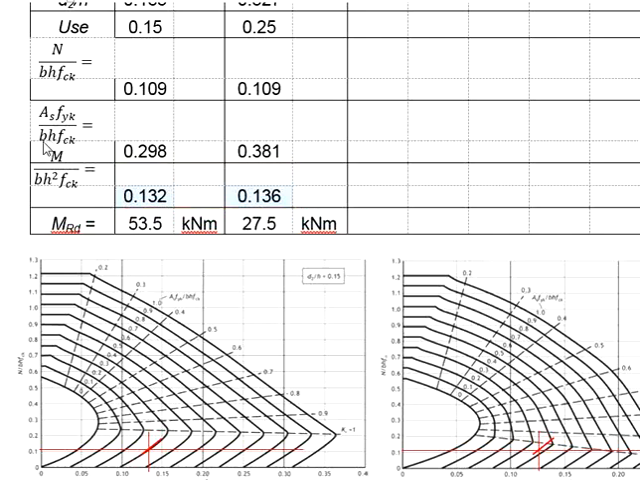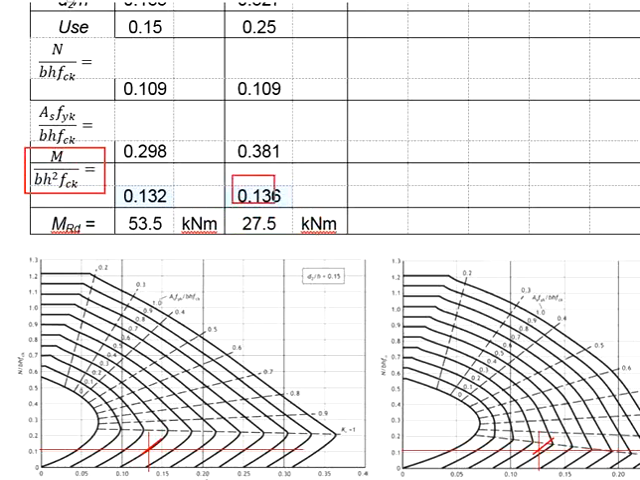Having the two values obtained, the unknown will be the M. Let us solve the major axis first. Bring the BH square FCK to the opposite side. This leads to 0.132 times B times H square times FCK. You should be able to obtain the moment resistance of 53.5 kilonewton meter. You will do the same for the minor axis.